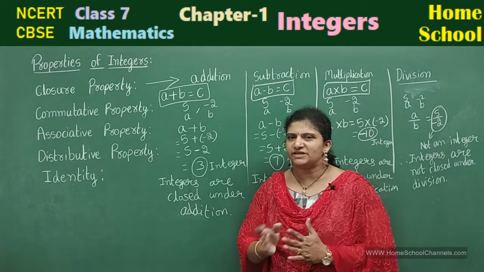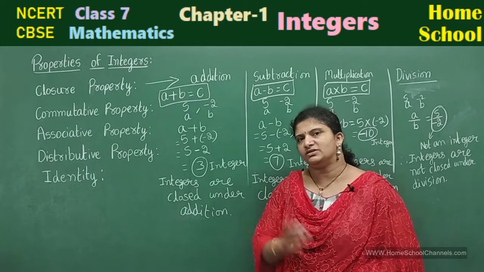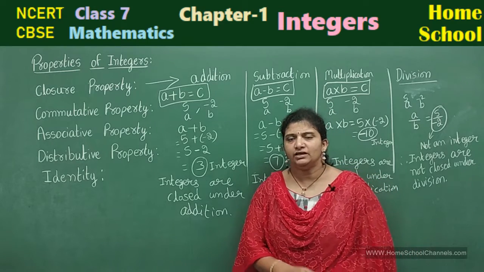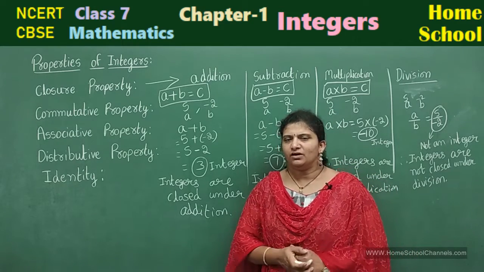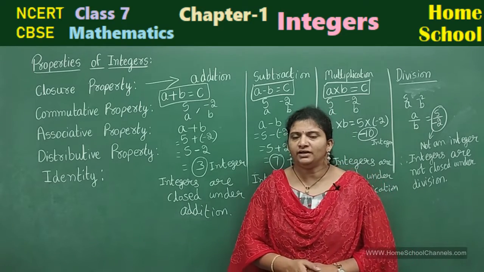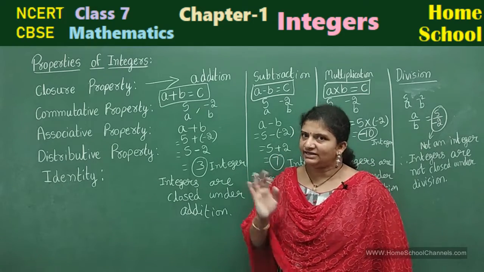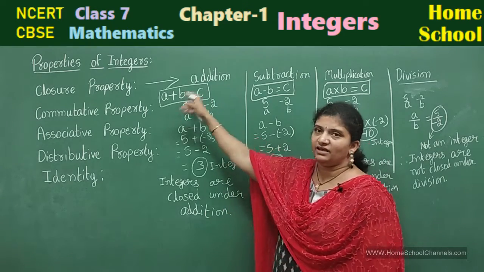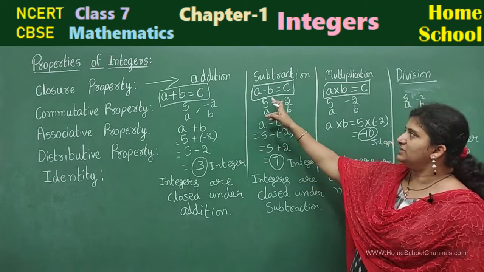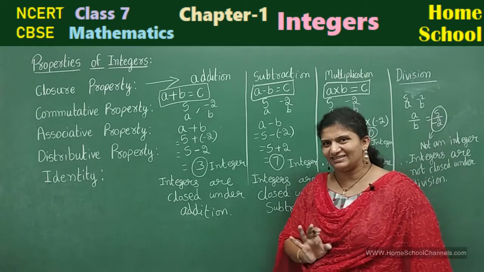A plus B is equal to C. Closure under subtraction, A minus B equal to C. Under multiplication, A into B equal to C. And division, it is not possible. Don't worry about that. And you need to remember A, B, C. Addition asked, you put a plus sign. Subtraction asked, put a minus sign. Multiplication asked, put into. That's it.